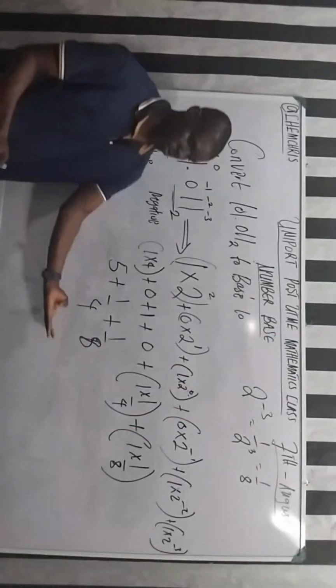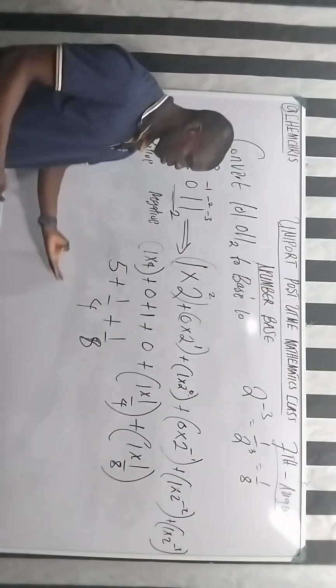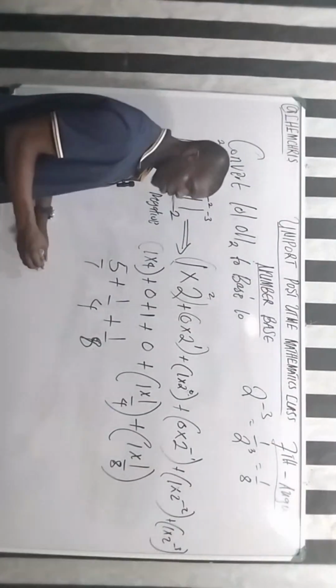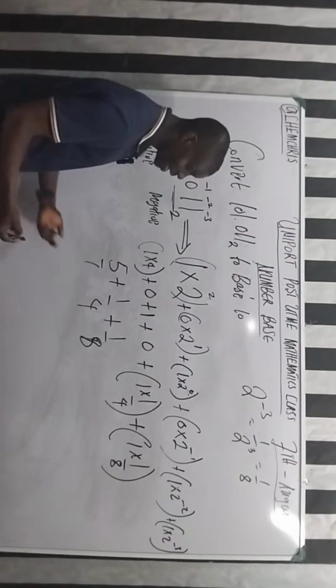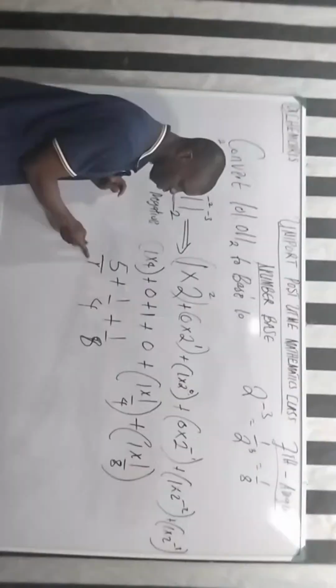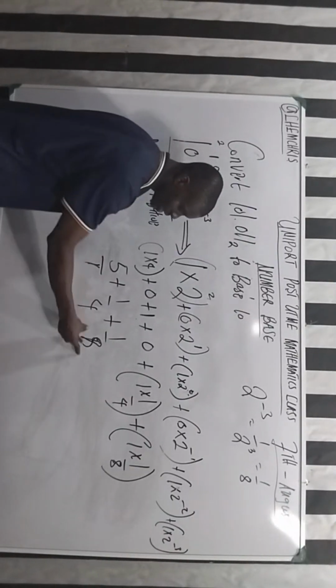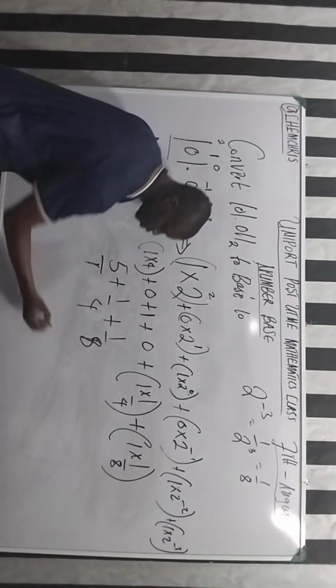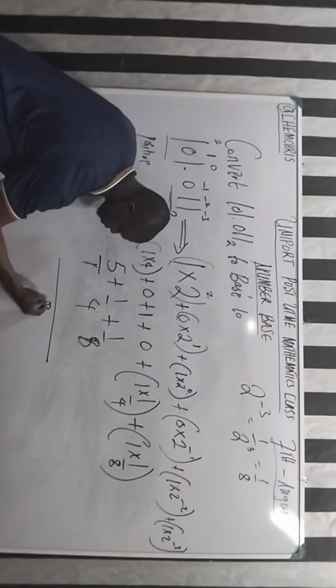Do you understand? Here you have to simplify this one. How do you simplify this one here? By looking for the LCM of the denominators. Here we have the denominators 1, 4, and 8. What is the LCM? The LCM is going to be 8. So the LCM is 8.